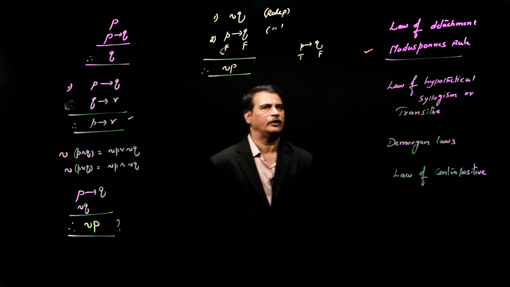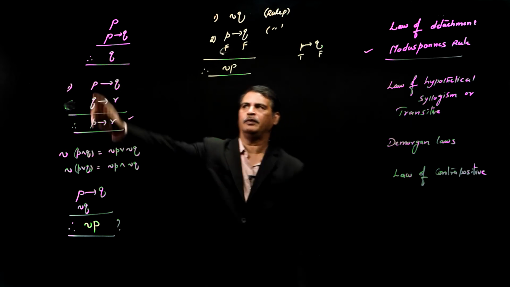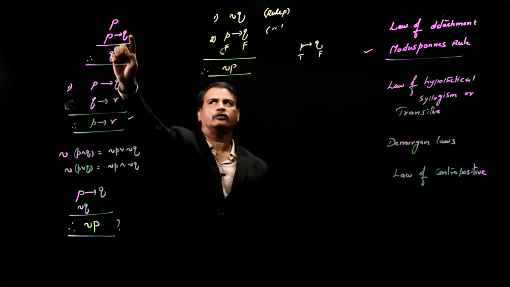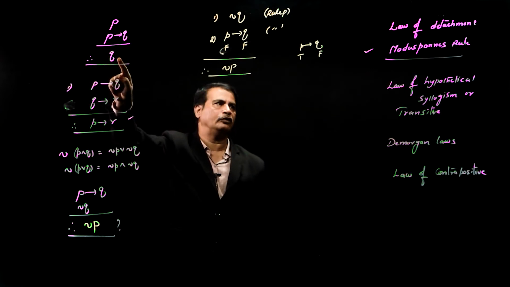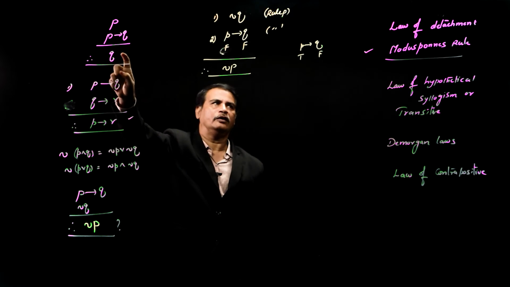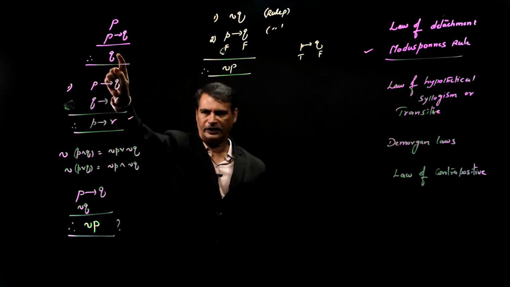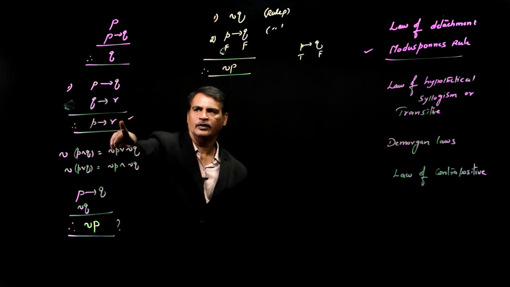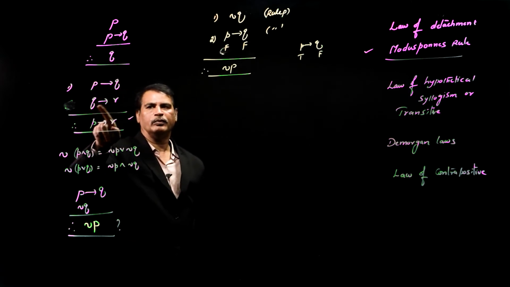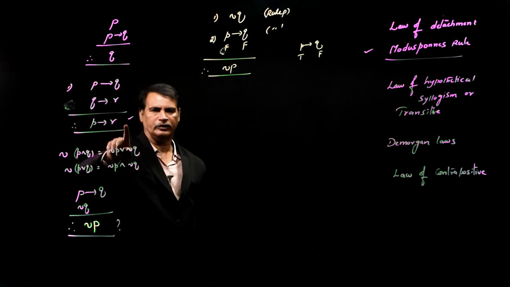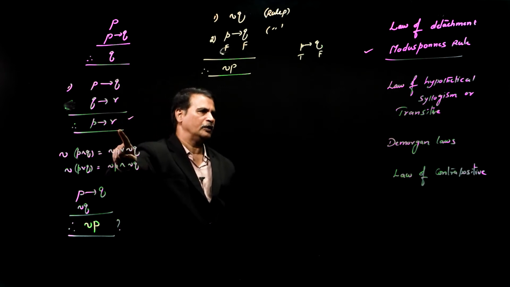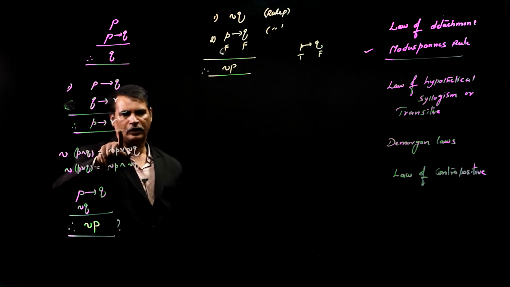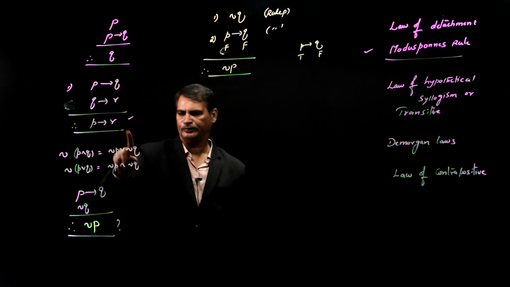So what is the law of detachment? I know the value of P is true, P implies Q is true, therefore I get that Q is true. This is called the modus ponens rule or law of detachment. Next, this is called the transitive law. P implies Q true, Q implies R true, therefore P implies R is true. This is called the transitive property or law of hypothetical syllogism.